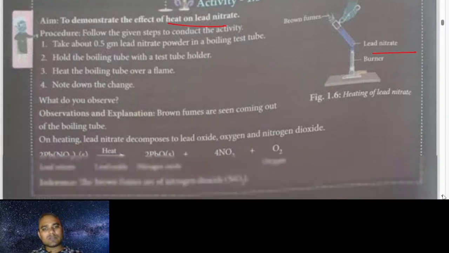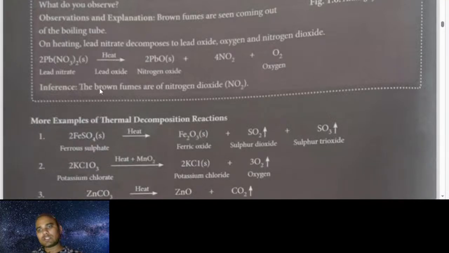So this is very simple, student, I am not going into much detail. The brown fumes are nitrogen dioxide. So here are more examples of the thermal decomposition reaction. There are many examples of the thermal decomposition reaction that we are going to explain to you. What are the examples that we have to understand, student?